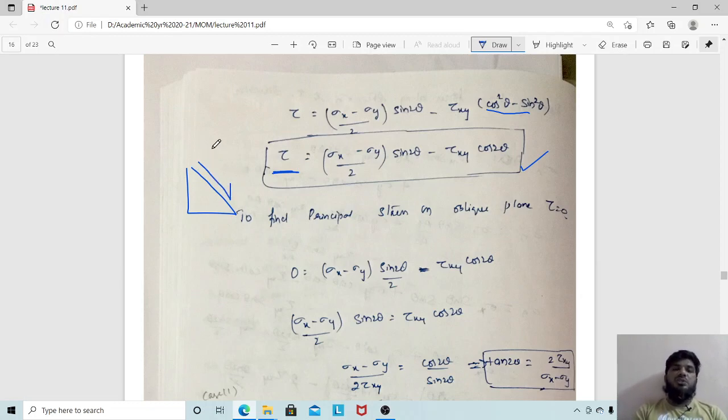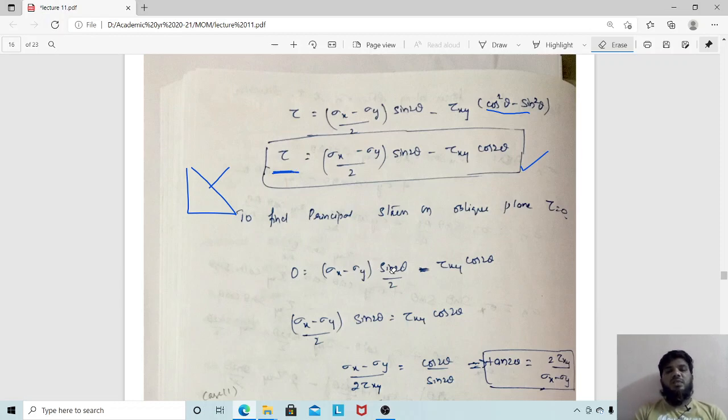Now if I remove this horizontal stress, then we will have only the normal stress, sigma n. How to remove this? This is removed by making it 0. So I am trying to make it 0.